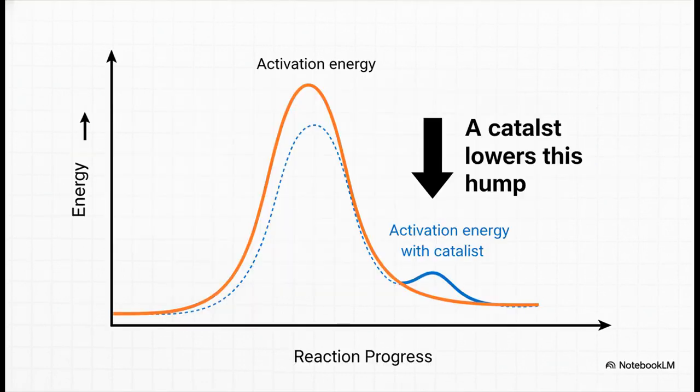And we can actually see how a catalyst works by looking at something called a reaction profile diagram. See that big orange hump in the middle? That's the activation energy, that huge energy barrier that the particles have to get over. What a catalyst does is it basically lowers that hump, creating an easier path, like the blue line here.